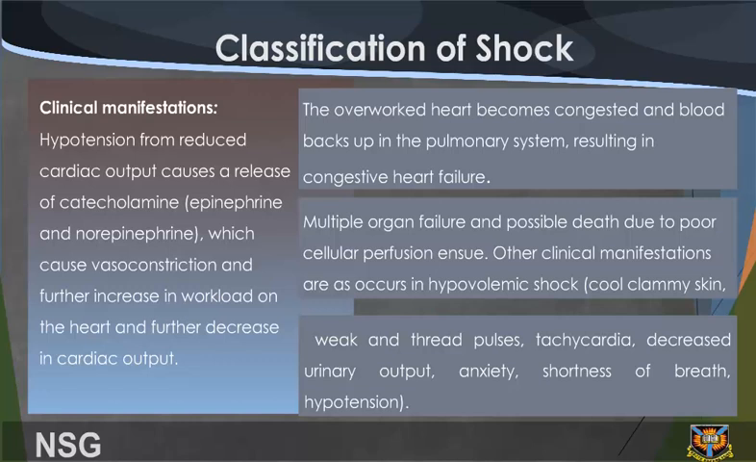The overworked heart becomes congested and blood backs up in the pulmonary system, resulting in congestive heart failure. Multiple organ failure and possible death due to poor cellular perfusion ensue. Other clinical manifestations are as occur in hypovolemic shock: cool, clammy skin, weak and thready pulses, tachycardia, decreased urinary output, anxiety, shortness of breath, and hypotension.